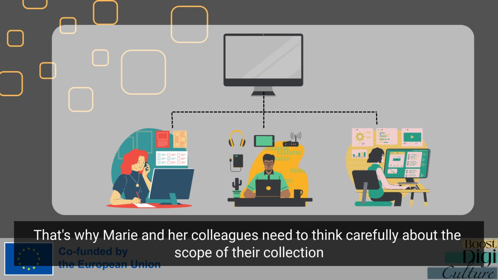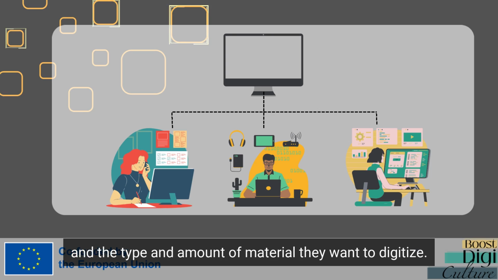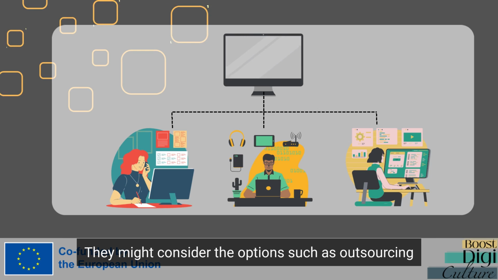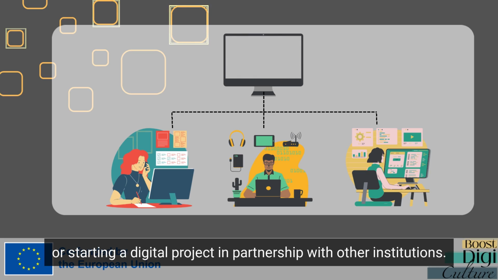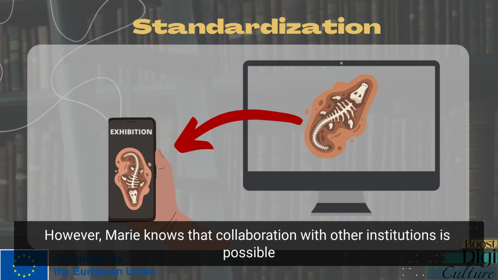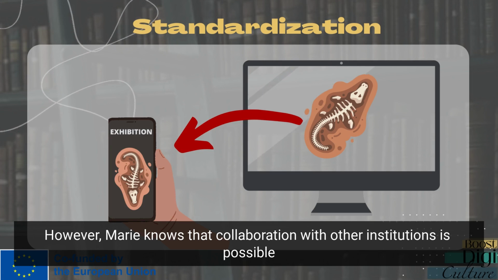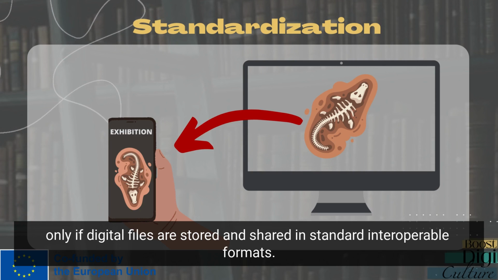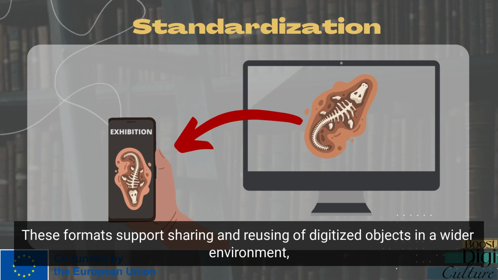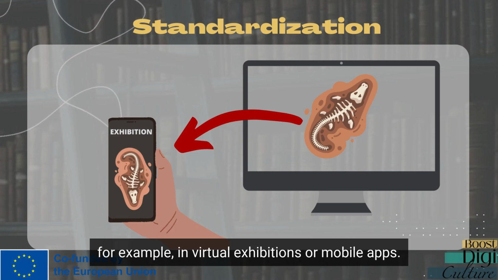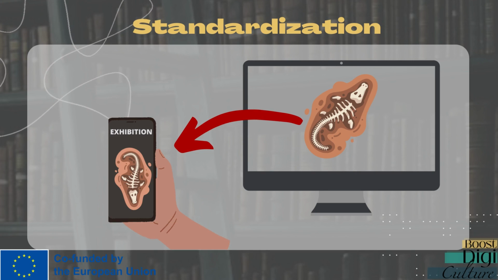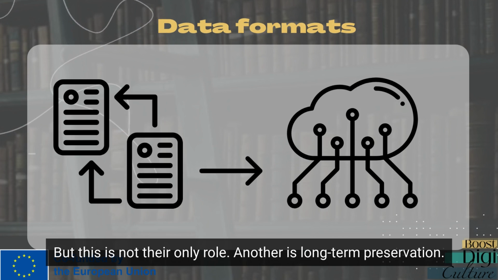That's why Marie and her colleagues need to think carefully about the scope of their collection and the type and amount of material they want to digitize. They might consider the options such as outsourcing or starting a digital project in partnership with other institutions. However, Marie knows that collaboration with other institutions is possible only if digital files are stored and shared in standard interoperable formats. These formats support sharing and reusing of digitized objects in a wider environment, for example, in virtual exhibitions or mobile apps. But this is not their only role.